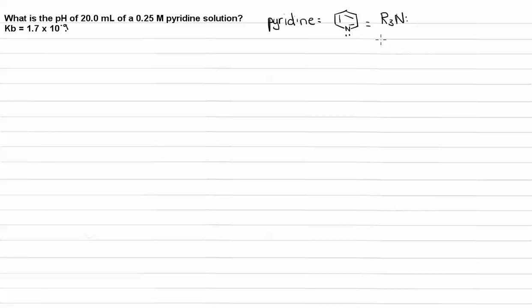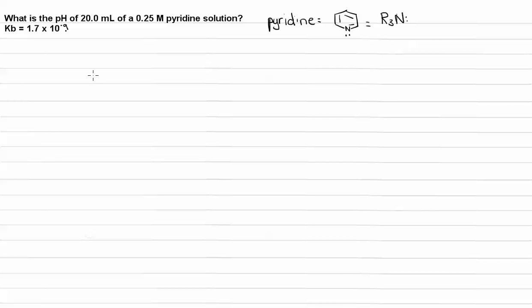So first, how can we determine that this is a base? Well, I gave you a KB, so that's a sign there. But also, remember, bases pull protons off of acids. Acids donate protons. If we look at this structure of pyridine, there are no protons for it to donate anywhere. So pyridine is going to be a base. This lone pair of electrons is going to be able to pull hydrogens off of acids. So let's get started and determine what is the pH of the solution.